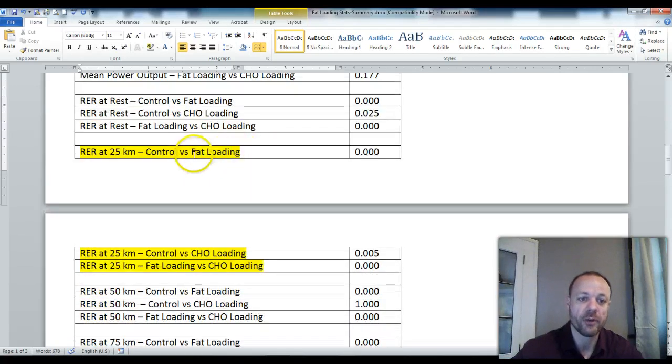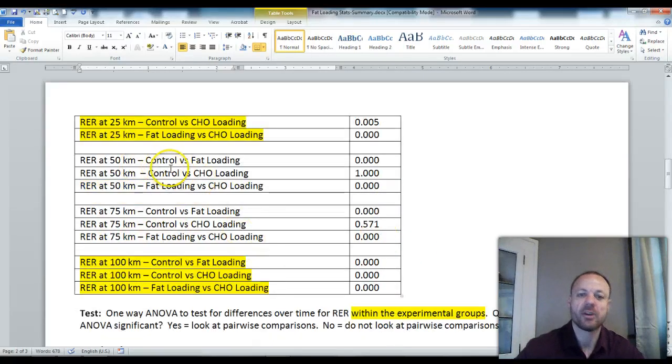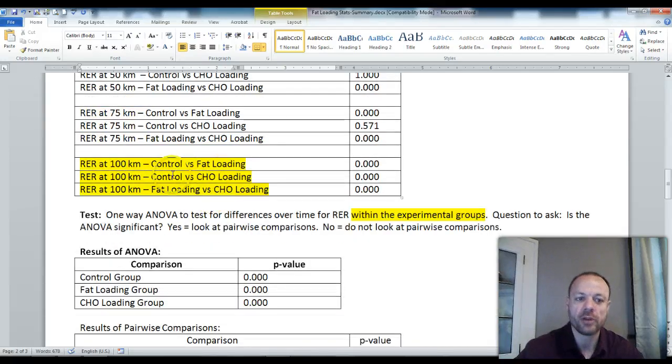The control is different from fat, the control is different from carbohydrate, and fat is different from carbohydrate at the 25 kilometer distance. You're going to skip the 50 kilometer distance, the 75 kilometer distance, and go straight to the 100 kilometer distance. At the 100 kilometer distance, we see the exact same thing. All three groups are different from each other, indicated by p-values that are much, much less than 0.05.